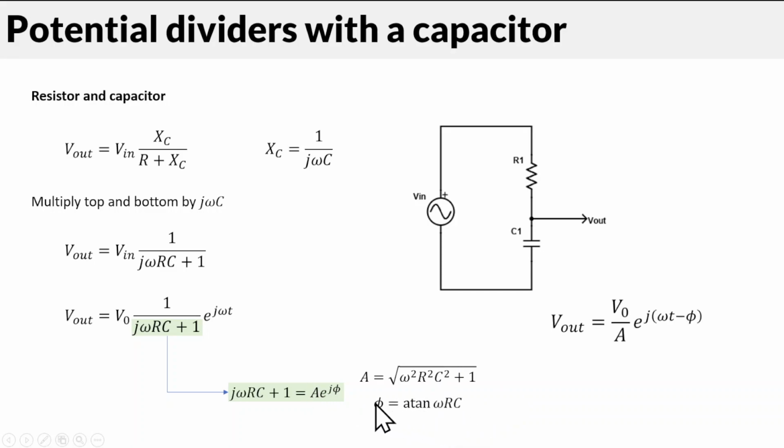And then my phase angle is going to be the arctan of omega RC. Of course, it's the inverse tan of the imaginary part divided by the real part, and our real part is 1 in this case. So we're going to have arctan omega RC. So our output voltage is now going to look like this.